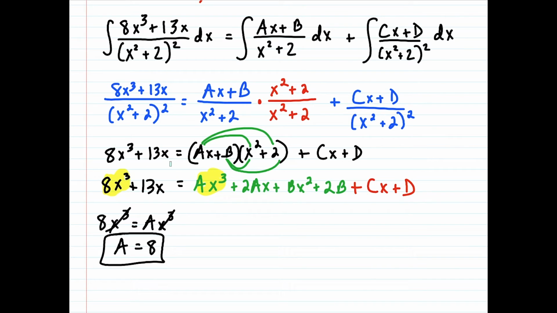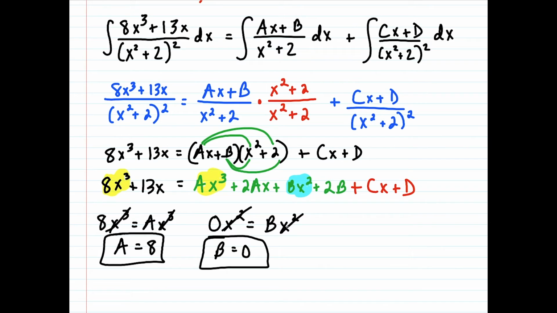Let's say we look at the x squared terms next, because we took care of x to the third. On the left side of the equal sign, we have no x to the second terms. And on the right side of the equal sign, we only have bx squared. So what we take from this is on the left side, we have 0x squared terms. And on the right side, we have only a bx squared term. So in this situation, the only way this works out, because the x squares cancel, is when b is equal to 0. So sometimes this can happen. We could have a 0 value for one of our constants.